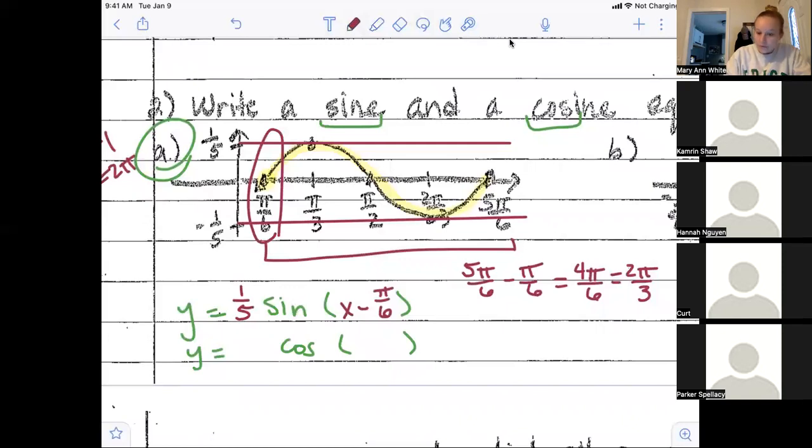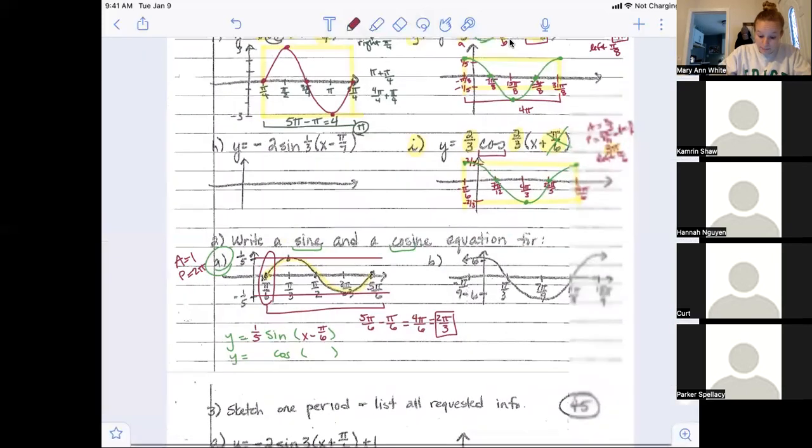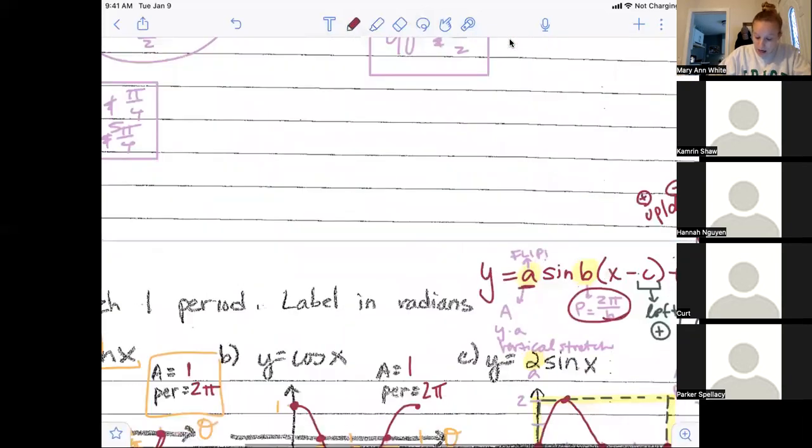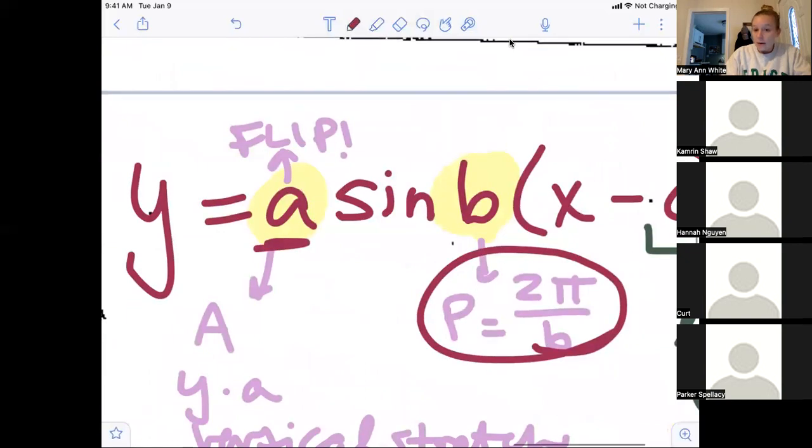So my new period for this is 2 pi over 3. However, and I will zoom up to the top, sorry if I make you dizzy, but the B is not what your period is. The B is what's in the denominator. It's what I divide 2 pi by. That's the number out front between the sine or the cosine and the x. So my B is whatever's in my denominator.